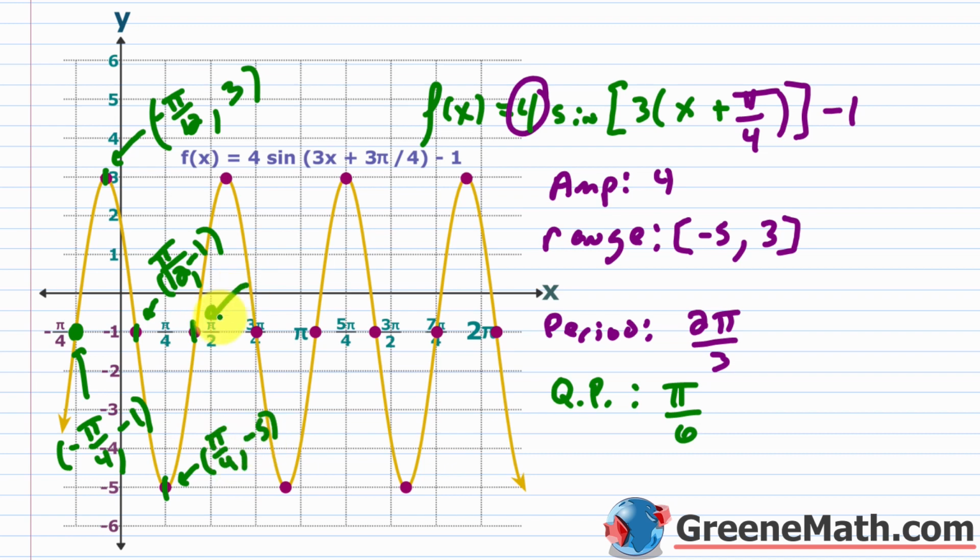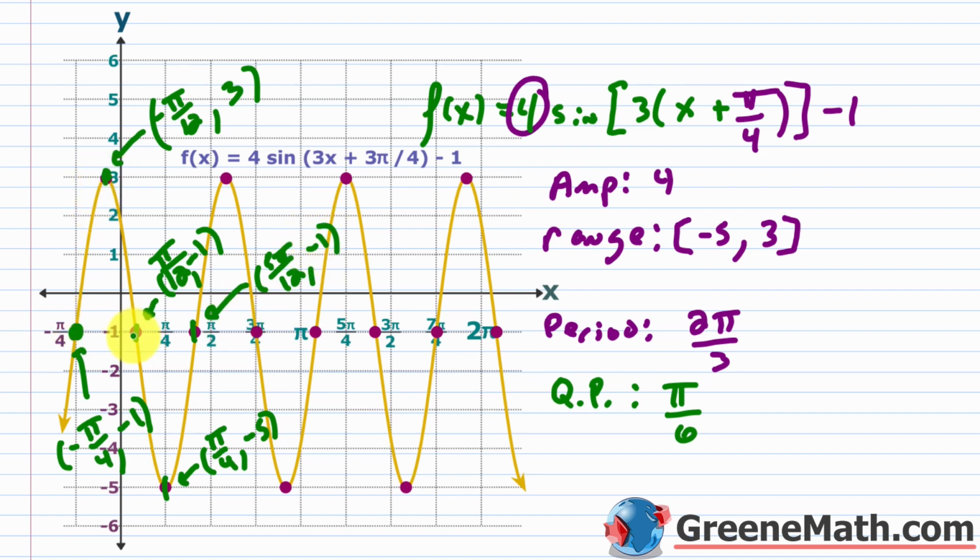Then to get my last point in this cycle, what I would want to do is add pi over 4 and pi over 6. That's going to give me 5 pi over 12. And I know the y value, that would have been an x-intercept. It's been shifted down by a unit, so instead of 0, it's going to be negative 1. Okay, so that's how you can get those 5 points.